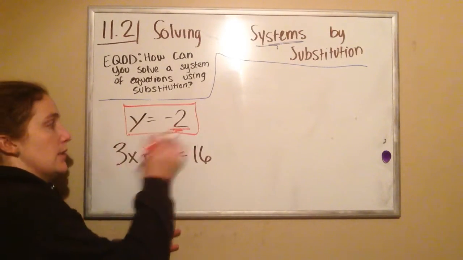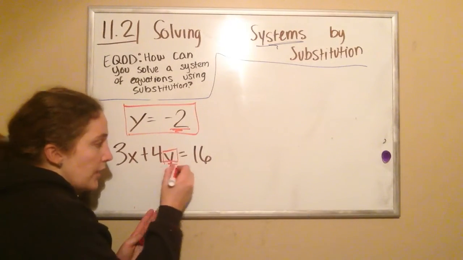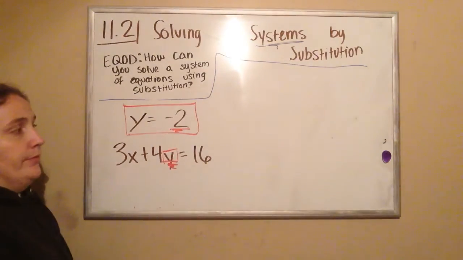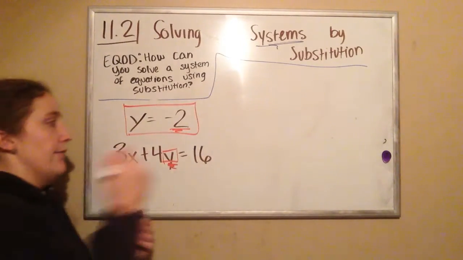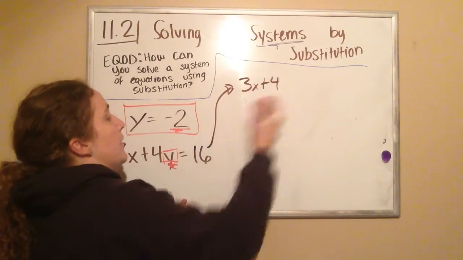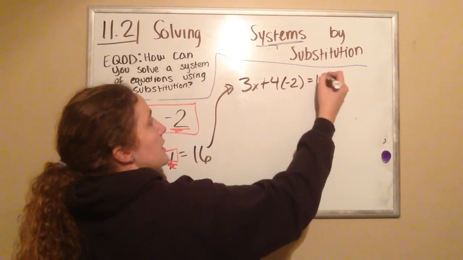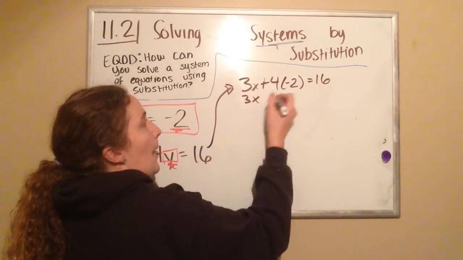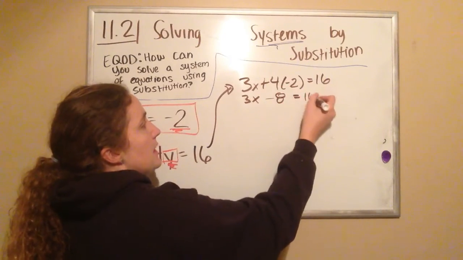So y equals -2. Okay, well, I see a y right here. So let's plug in that -2 instead of the y. Let's get rid of a variable. I don't like variables anyways. Let's get rid of them. We get 3x plus 4 times -2 equals 16. So 3x minus 8, right? 4 times -2 equals 16.